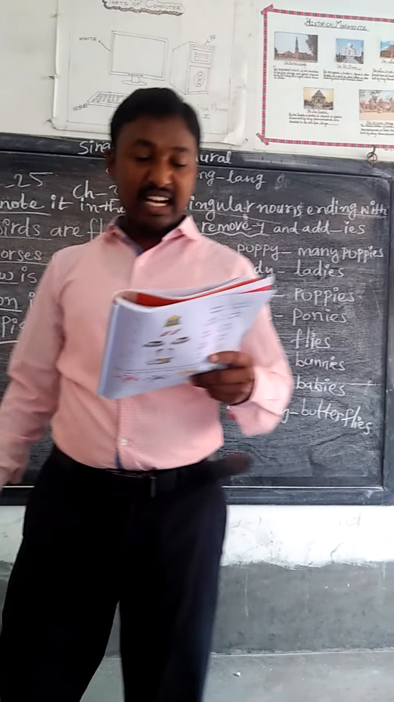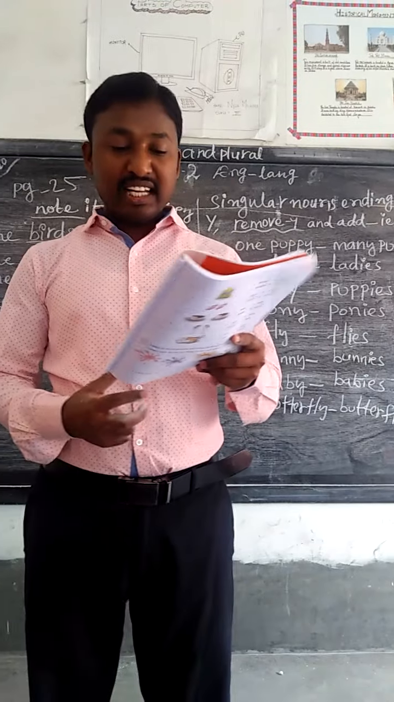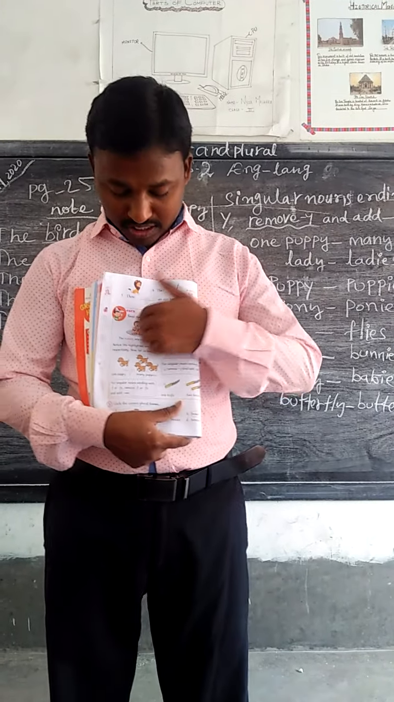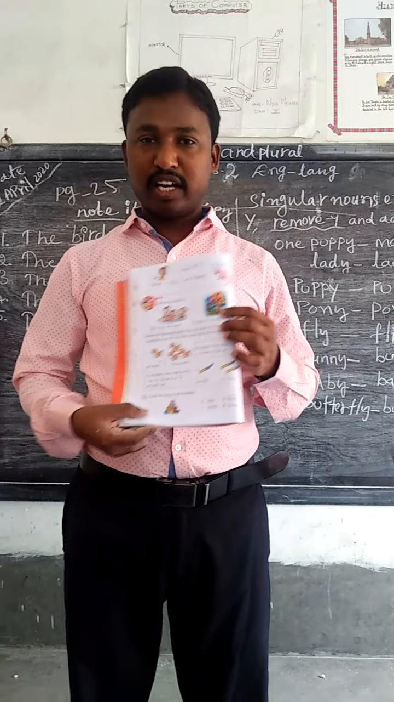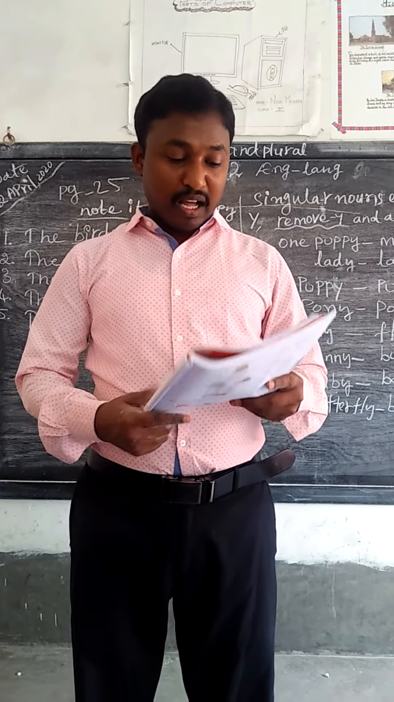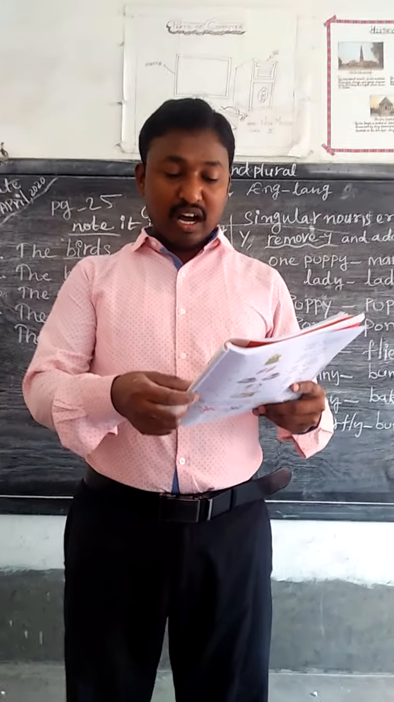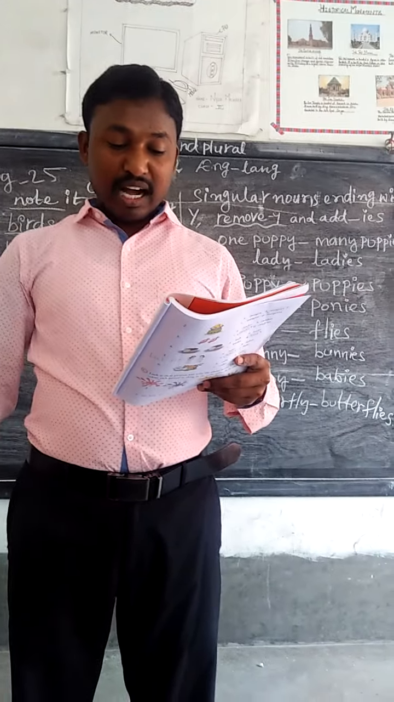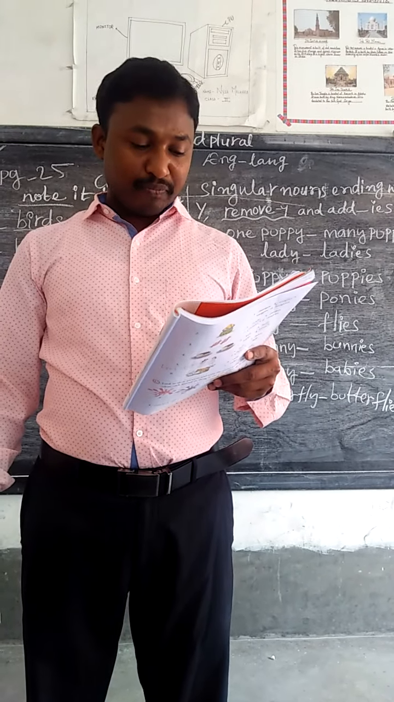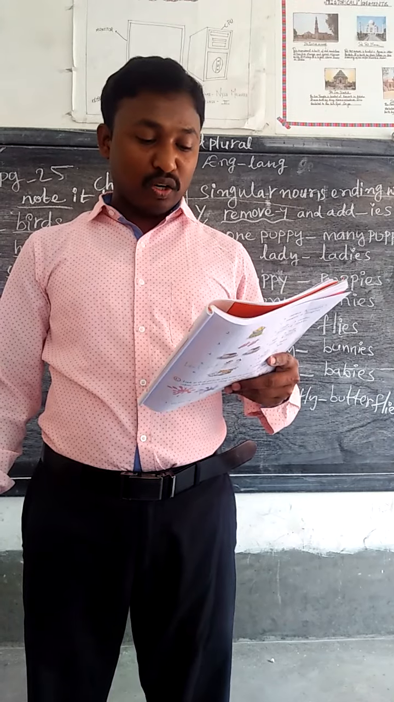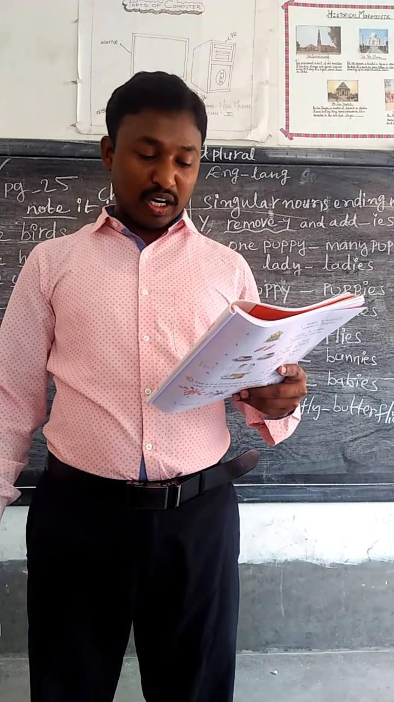Read the sentences. The babies are crying. The tree has colorful leaves. Notice the highlighted words. They are plurals of baby and leaf, respectively. Now let us look at some ways of forming plurals.